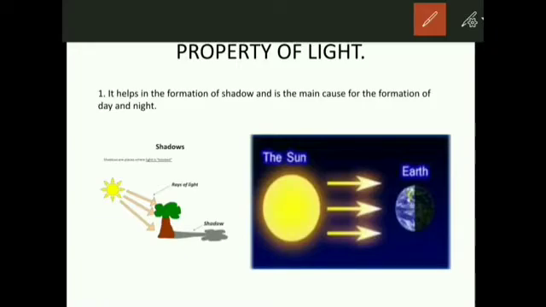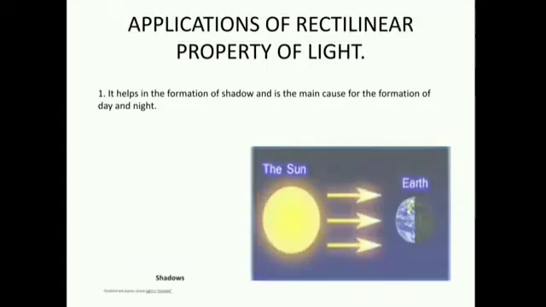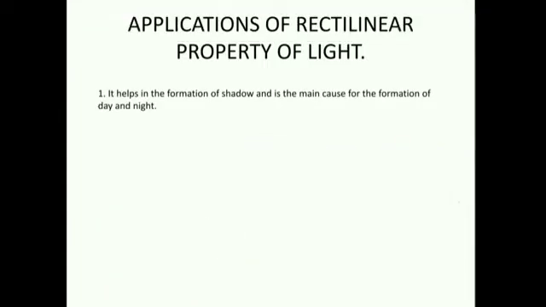Next, eclipse occurs because of rectilinear propagation of light. We know what is an eclipse. When the sun, the earth and the moon come in a straight line, either the shadow of the moon falls on the earth or the shadow of the earth falls on the moon. This is called an eclipse. We will learn about eclipse in detail later on. So this is application number 2.